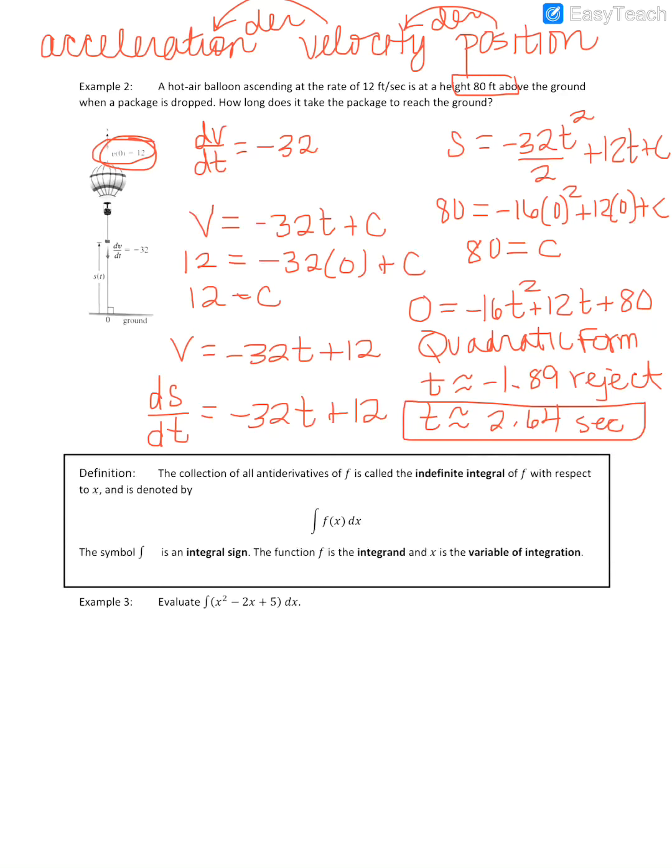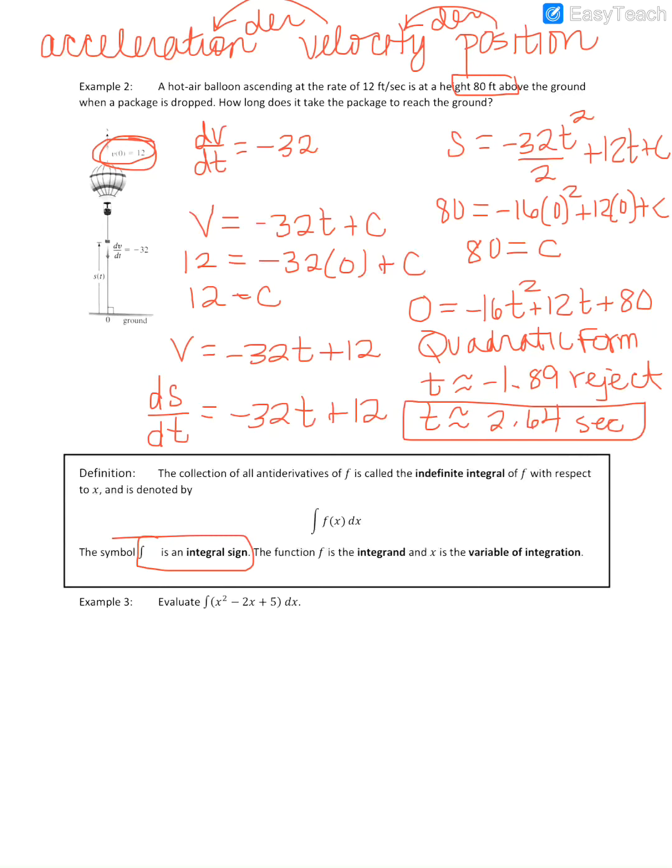Okay, so here's our definition. The collection of all antiderivatives of f is called the indefinite integral of f with respect to x and is denoted by, and so here we have our integral symbol. It's called an indefinite integral because we're doing all the possible integrals, and that just means we're going to have that plus c at the end that gives us all the multiple different ways that this could have been written. So here we have our integral sign. And the function f is the integrand, and x is the variable of integration.